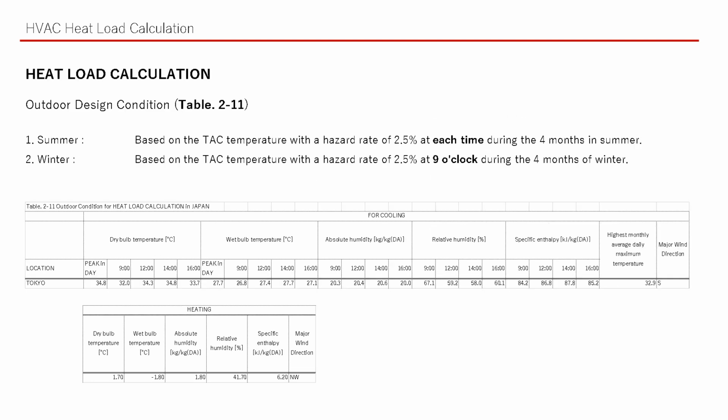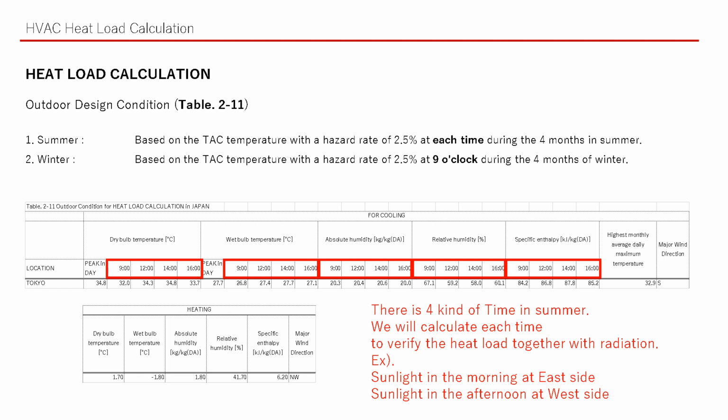Here, we introduce the outdoor design condition. This is the Japan case. Table 2 to 11 provides the necessary outdoor design conditions for each city. Especially, we will calculate 4 kinds of times in summer. We will calculate each time to verify the heat load together with radiation.